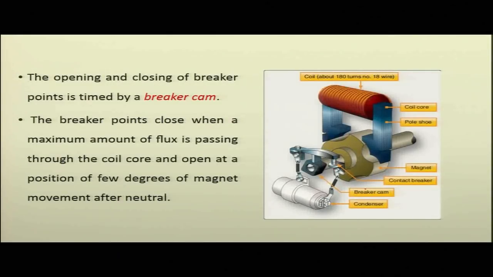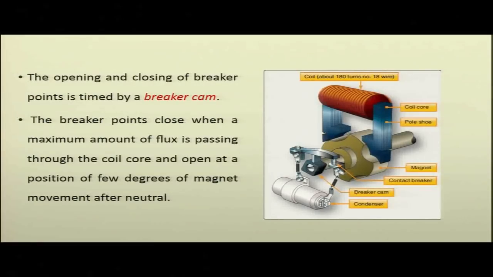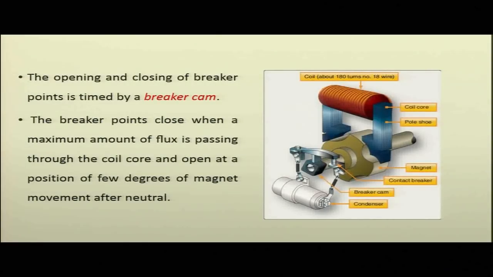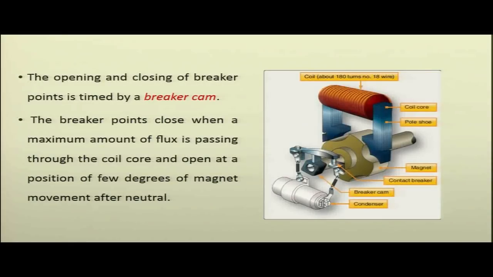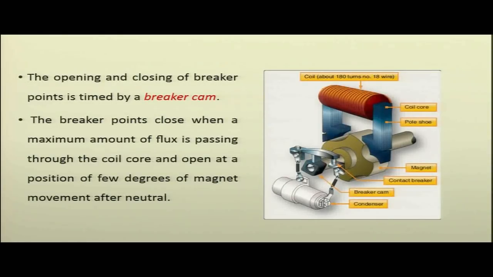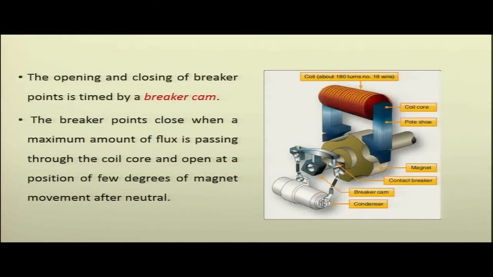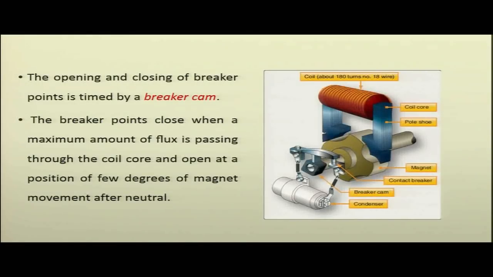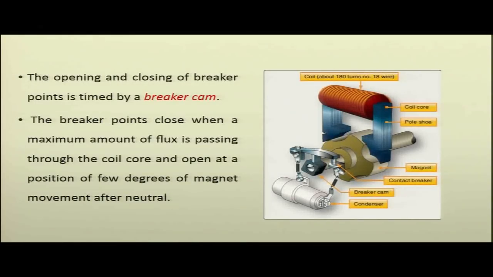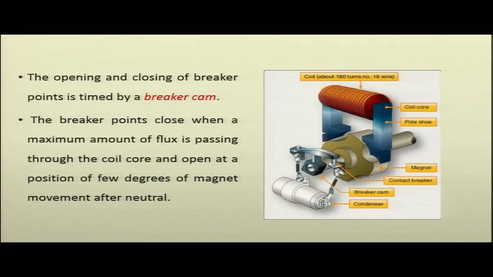The breaker points close when a maximum amount of flux is passing through the coil core and open at a position of a few degrees of magnet movement after neutral. So, when the maximum amount of flux is passing through the coil core, your contact points close and they open when your magnet has passed neutral and is a few degrees beyond neutral.